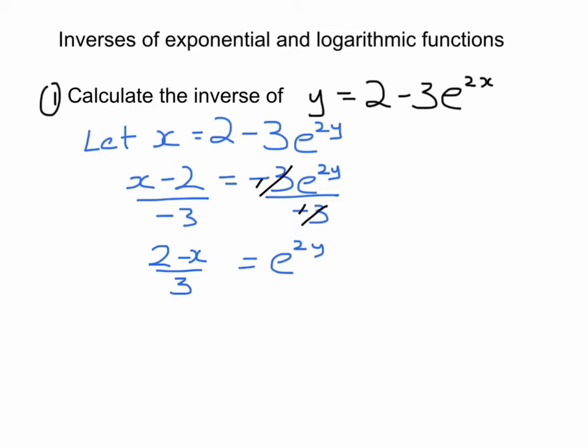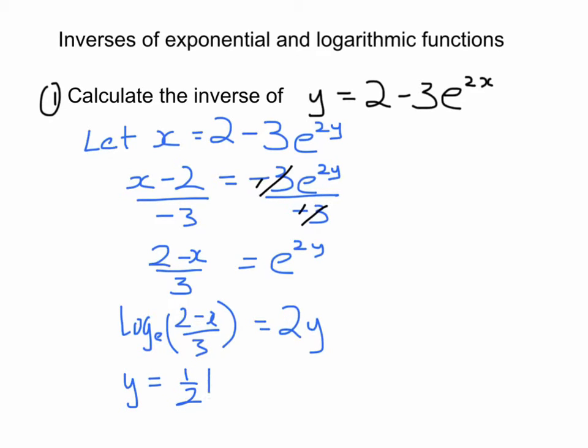And then if you want to get y by itself, the next step is to get rid of this e by taking logs to the base e. So you can write log to the base e of (2 minus x) on 3 equals 2y. And lucky last, you would have to divide by 2. So you have y equals a half log to the base e of (2 minus x) on 3. Now you could also write log e as ln. Okay, that's the same notation as well. Just to be really clear, you can say the inverse function.